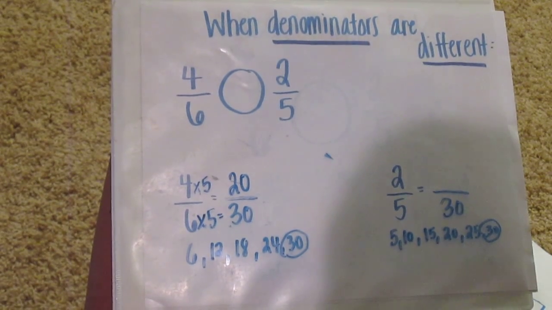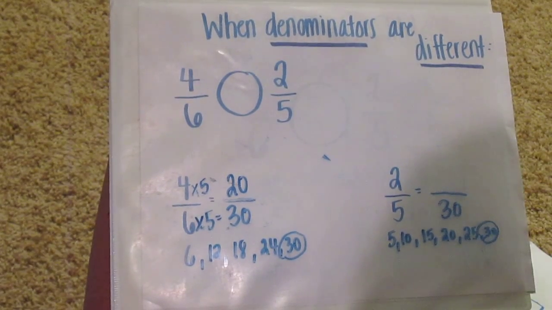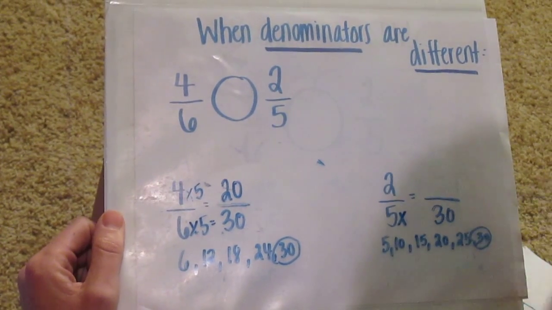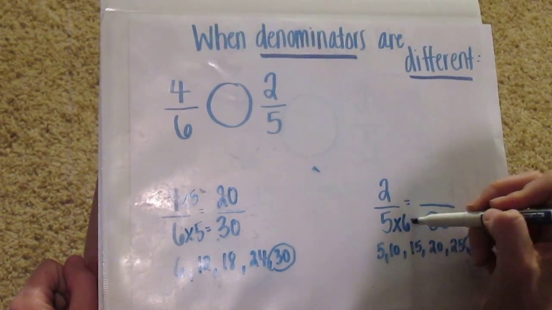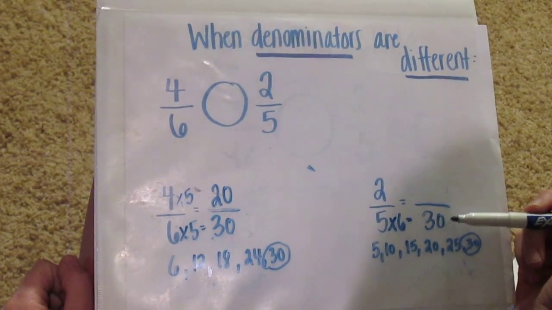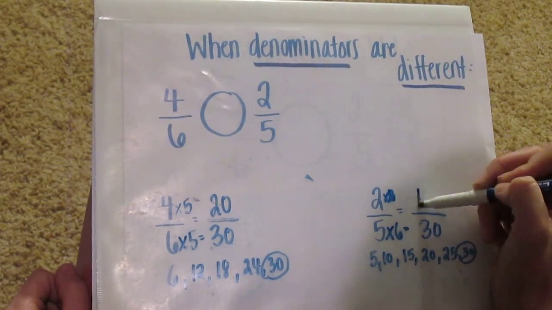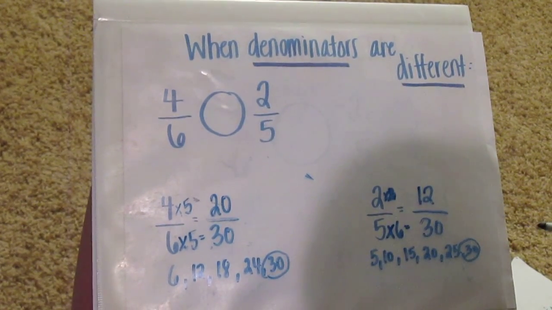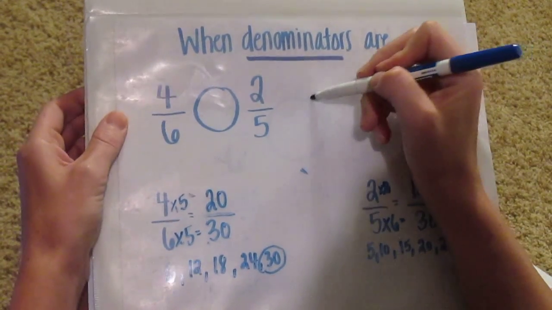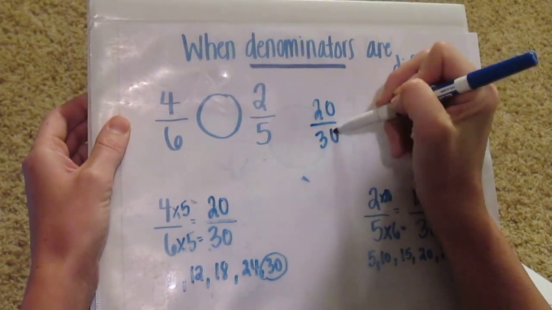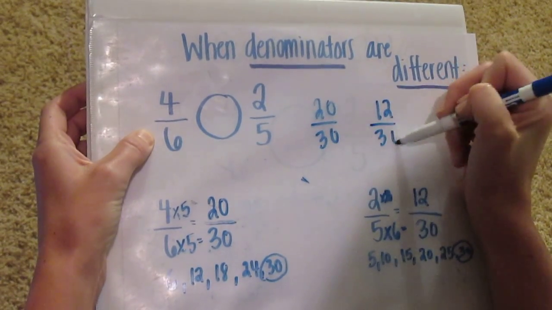And now we need to apply the same to this fraction 2/5. 5 times what number will give us 30? And we know from our multiplication facts that 5 times 6 will give us 30. And again, whatever we do to the denominator, we also need to do to the numerator. So 2 times 6 gives us 12. So now we have two equivalent fractions that represent our original fractions. 20 over 30, which represents our 4/6, and 12 over 30, which represents our 2/5.